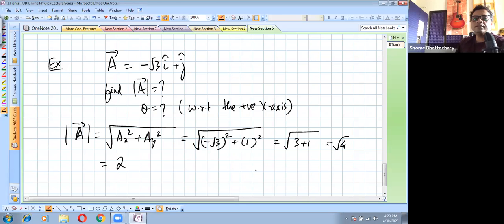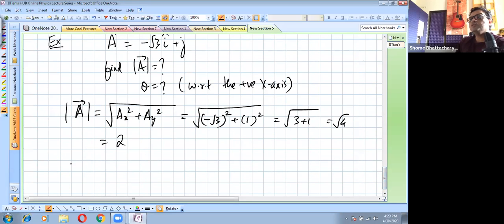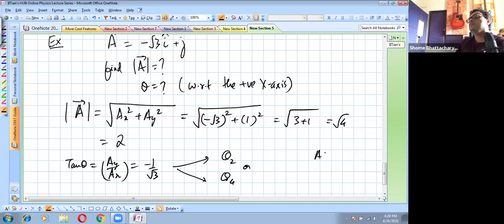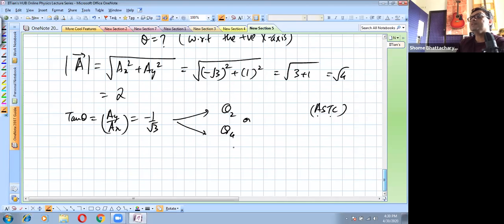So generally when we write, okay, so mod A is correct. Now what about theta? For that, we have the formula tan theta is Ay by Ax. So that is minus 1 by root 3. Now remember, if tan theta is negative, it could be in quadrant 2 or it could be in quadrant 4 because we have the ASTC rule. So tan is positive in first and third quadrant. So if tan theta is a negative quantity, in general it could be in second quadrant or in fourth quadrant. But now we have to select which one of the two it is.